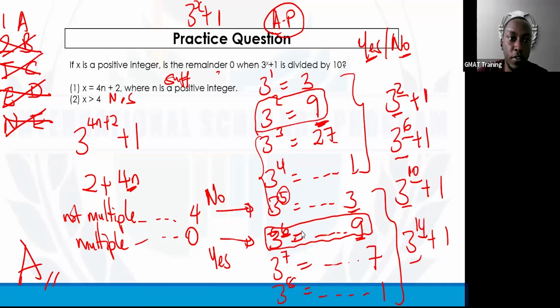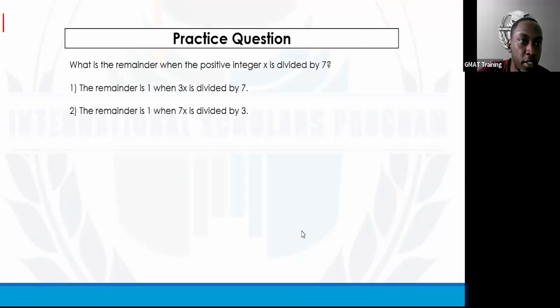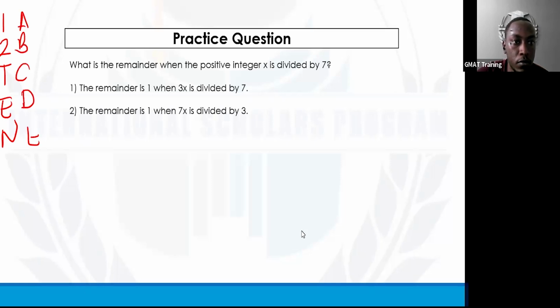Let's go on to the next question and see if we perform well. So here's the question. Pause the video, give it a try. It also has the answer choices, and then I'll jump in. I hope you're all done. Let me write down the answer choices. So what is the remainder when the positive integer x is divided by 7? So this is a value question.